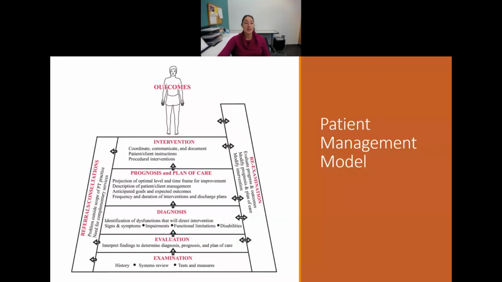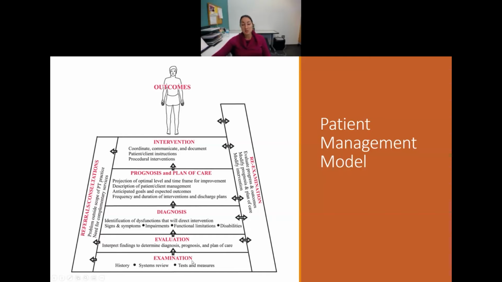All right, patient management model. So there is the examination. Now, most examinations are by the medical professional. PT can do examination to a certain extent, just depending on what type. Then there's the evaluation.